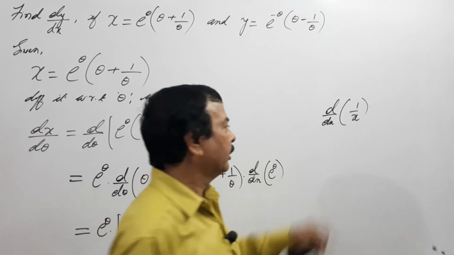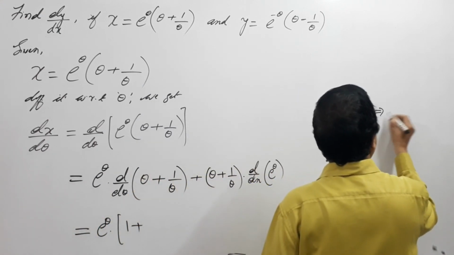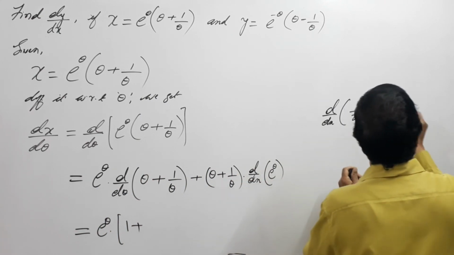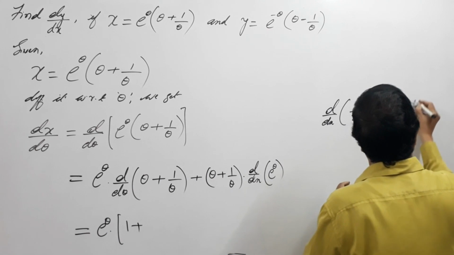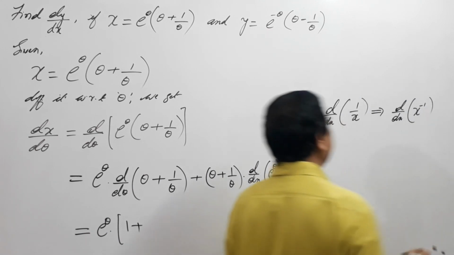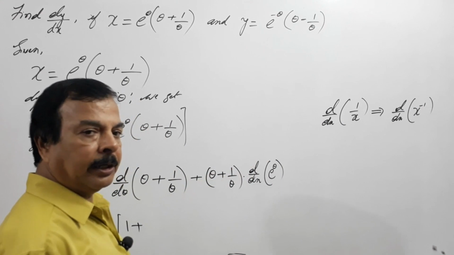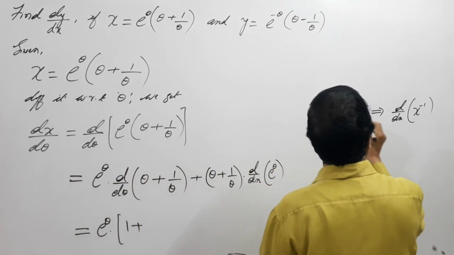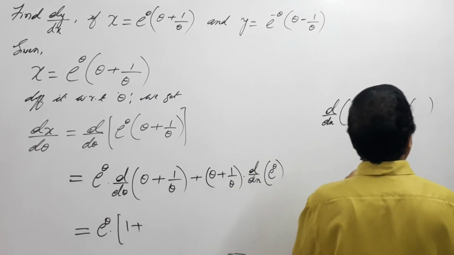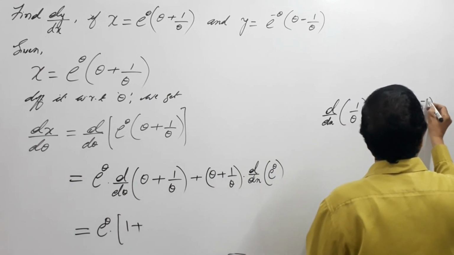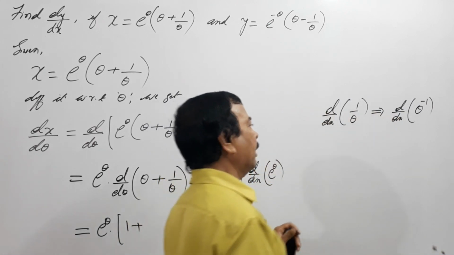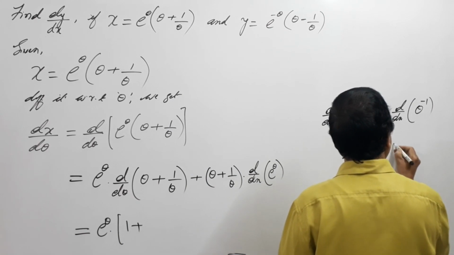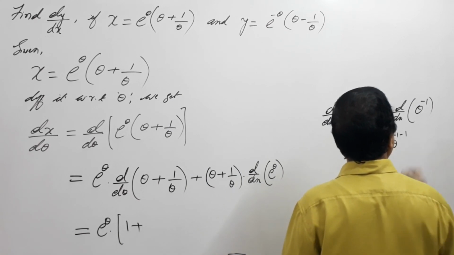This is d by dx of 1 by x. Remember this, if you differentiate, this is nothing but d by dx of x to the power of minus 1. Here instead of x I am getting theta, so take theta itself. So this becomes theta to the power of minus 1. Done. So what happens here? If you differentiate, this becomes minus 1 into theta to the power of minus 1 minus 1.